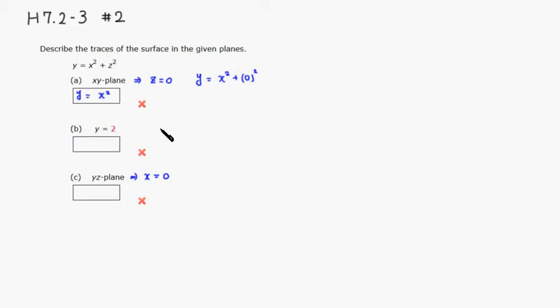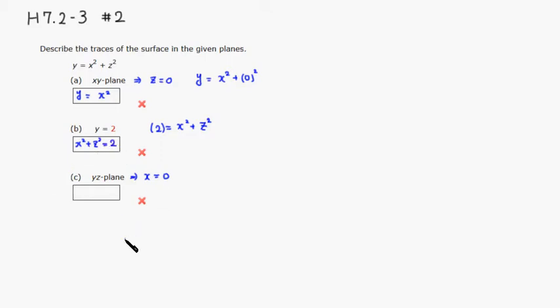So you will have 2 is equal to x squared plus z squared. This is going to be a circle, with radius square root of 2. So you have x squared plus z squared is equal to 2.